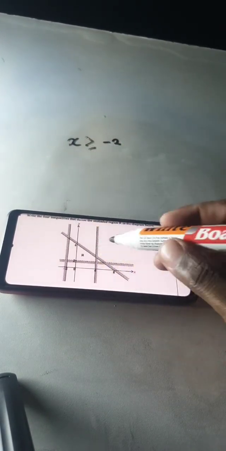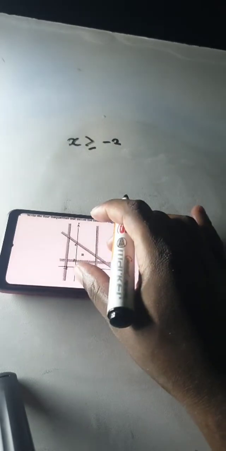Because we need to write inequalities that define the unshaded region, not the shaded region. So we need where they didn't shade, and where they didn't shade is the greater part of x. You have seen that, right? Nice.